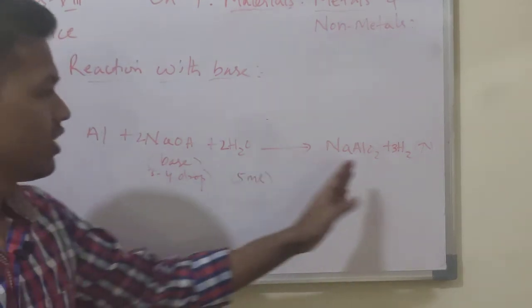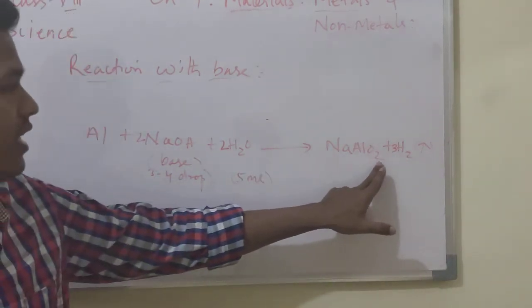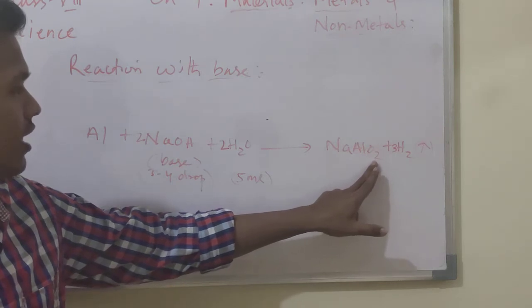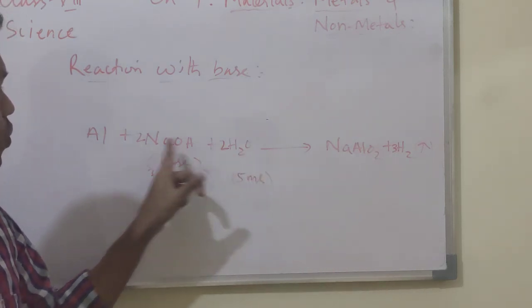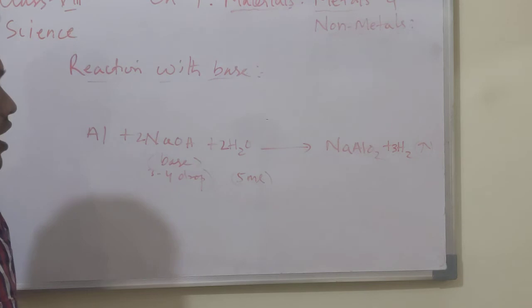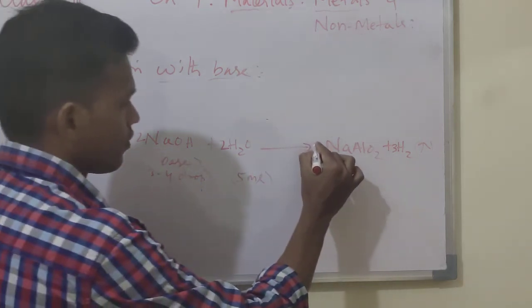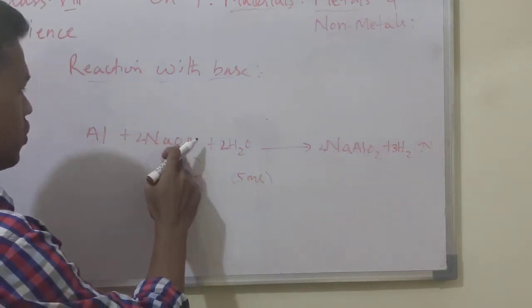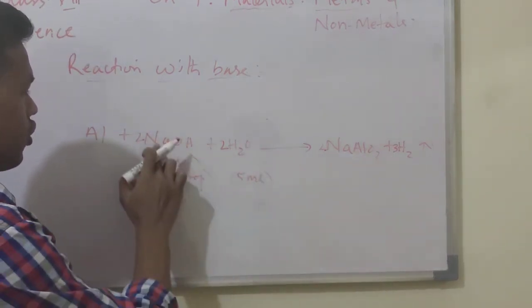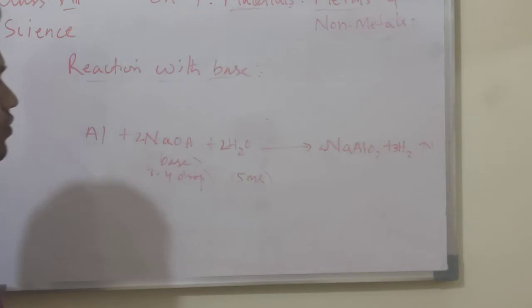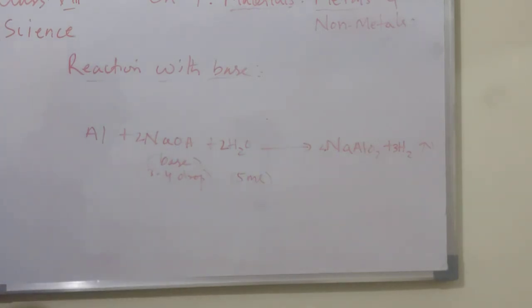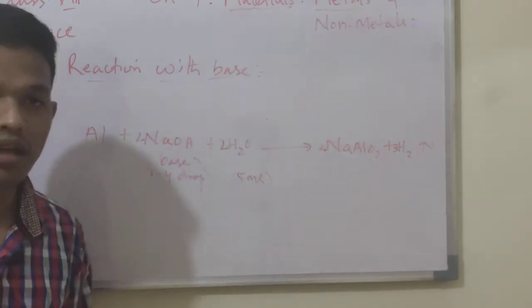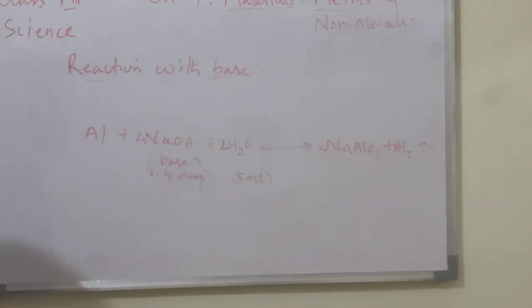Now again you see oxygen. Here 2 is there, and here 2 times 4, so 4 oxygen. Now you add 2 here, so 2 plus 2 is 4 oxygen. Sodium is 2 on both sides. The chemical equation is balanced. This is how a chemical equation is balanced. You will learn it in higher classes, no need to worry.